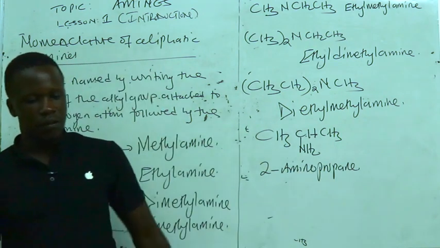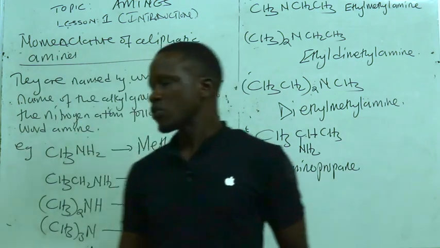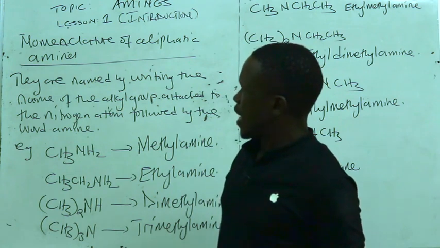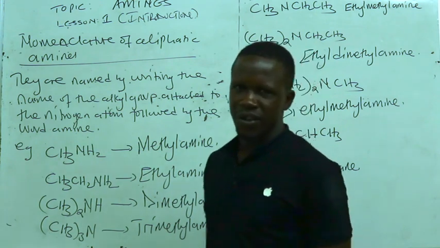In the next video, we shall be looking at the nomenclature of those that are not purely aliphatic. What if they have some benzene ring somewhere?